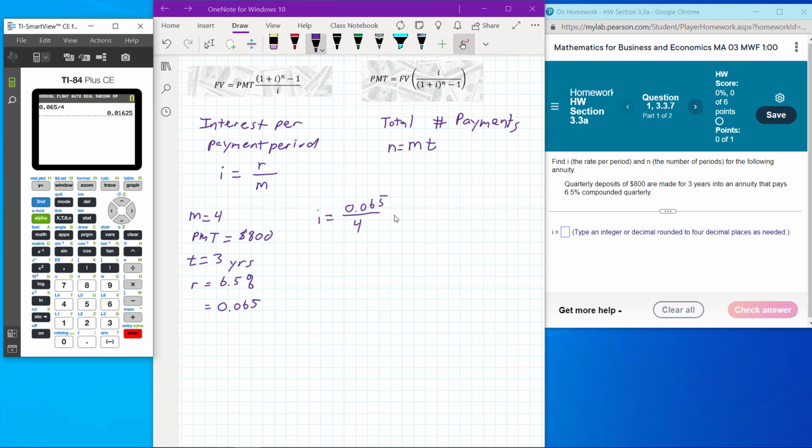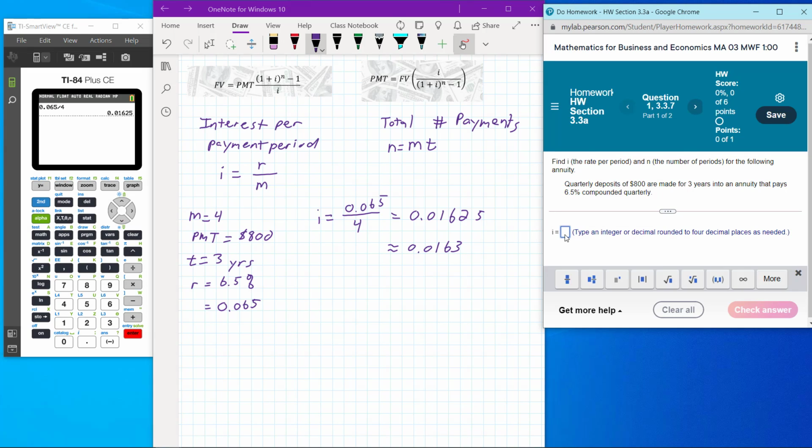Well, let's just go ahead and write this down. This is going to be 0.0162. That's my 4th decimal place. This is my 5th decimal place. Since this is 5 or higher, I need to round up, and I will round to 0.0163. And that's what goes in here. 0.0163.